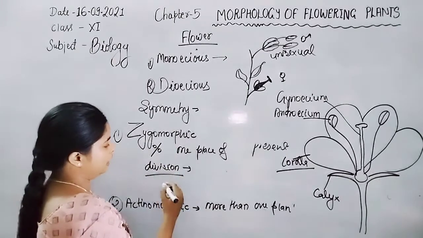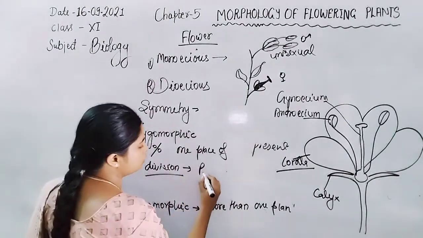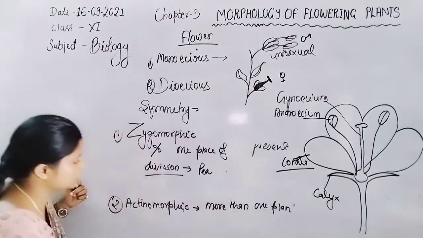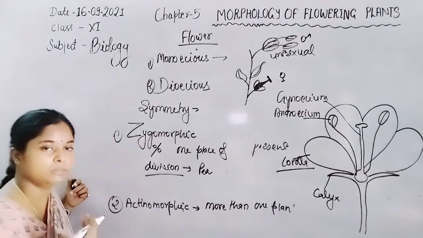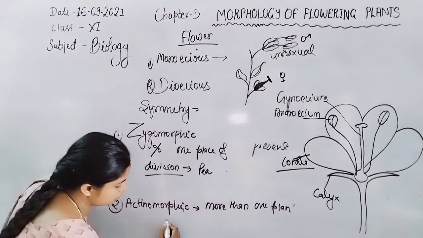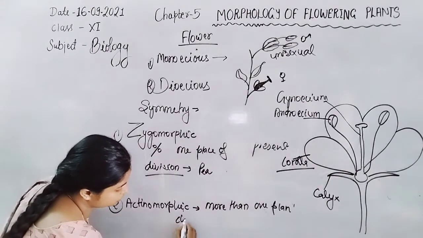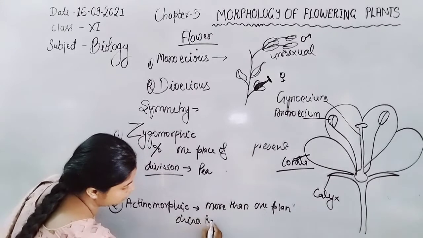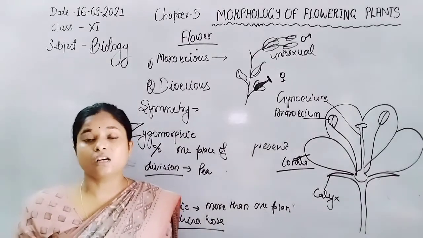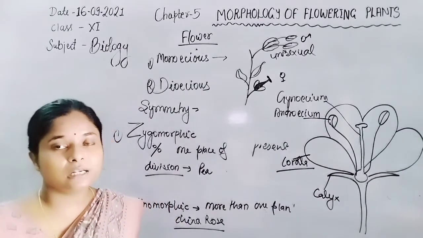Zygomorphic type of flowers are most of the flowers of Leguminosae, like pea, acacia, or such examples which form legume. Actinomorphic type of flowers are like hibiscus or China rose. Such types of flowers show more than one plane present in the flower.